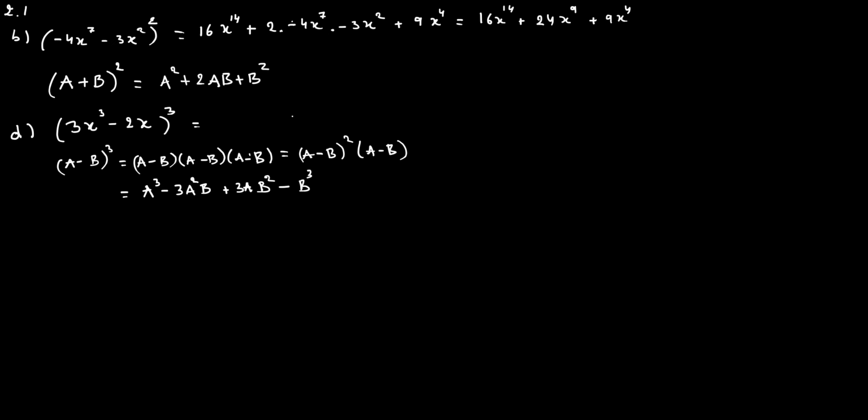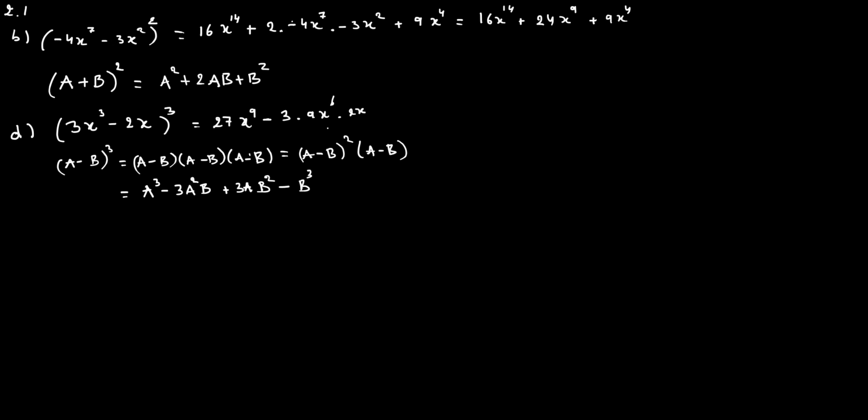Okay, so the first thing we need to find is a to the power of 3. So a is 3x to the power of 3. We're going to raise all of that to the power of 3. So we're going to get 27x to the power of 9. Okay, then minus 3 times a squared. So that gives you 9x to the power of 6. Times b, and in this case b is 2x, so times 2x.